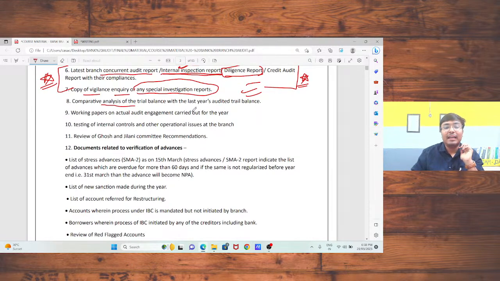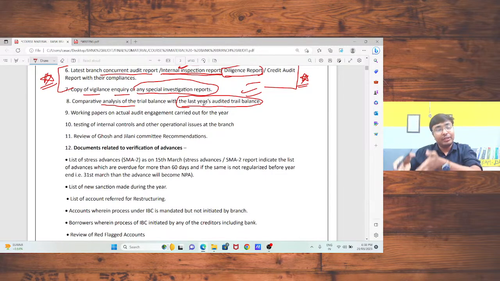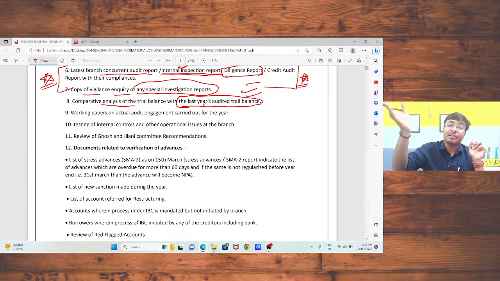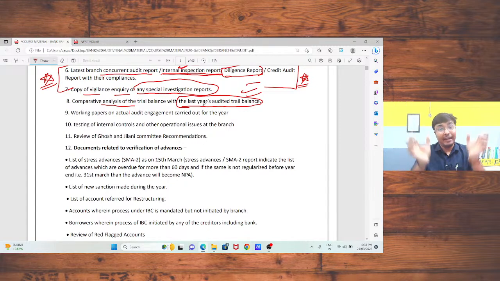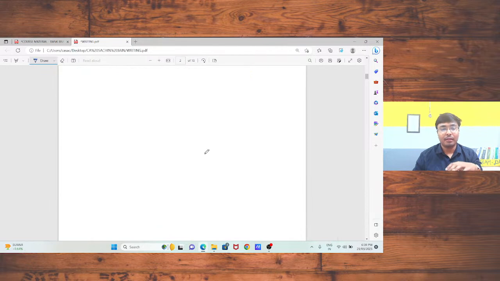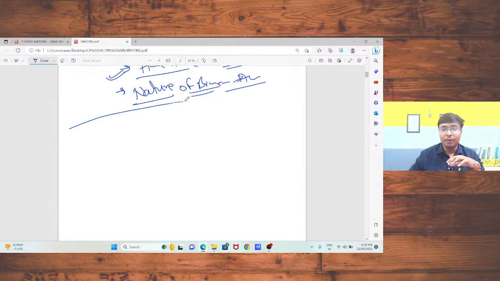Comparative analysis of trial balance with the last year audited trial balance is the most important thing which we should do. You should take the last year trial balance and convert it into Excel, and take the current year trial balance and convert it into Excel as well. Then compare both. You should compare both trial balances in Excel itself. You just need to prepare this format in Excel.